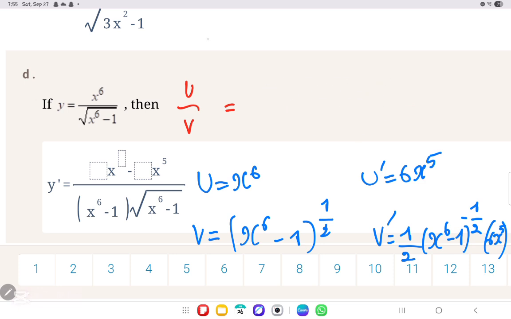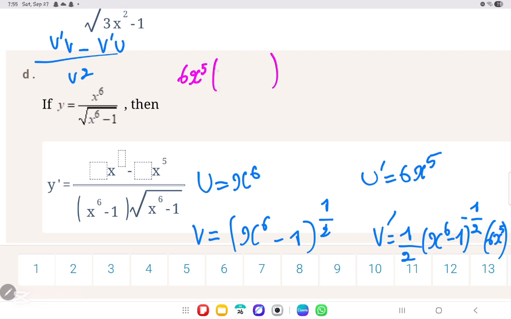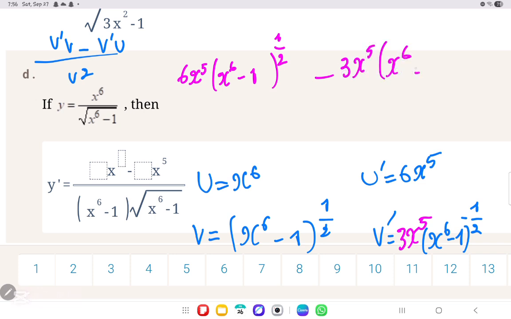Let me just write the equation up. It's u prime v minus v prime u over v squared. So, let us substitute now. We have u prime, which is 6x^5, times v, which is x to the power of 6 minus 1, all of it to the power of 1 over 2, minus v prime, which is 1 over 2. Actually, if we simplify it, this will become 3x^5, because 6x^5 times 1 over 2 is 3x^5. So minus 3x^5 times x to the power of 6 minus 1 to the power of minus 1 over 2.